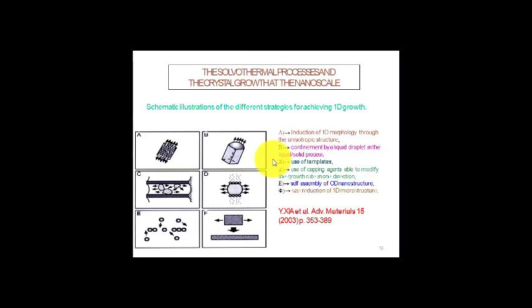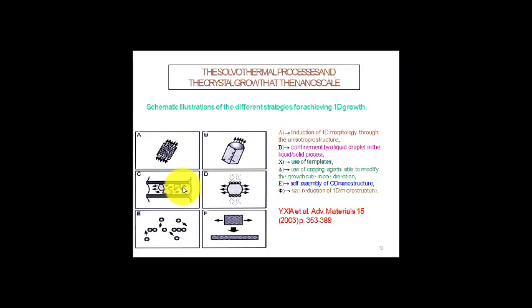These are schematic illustrations of the different strategies for achieving one-dimensional growth. For example, in figure A, we can use the anisotropic structure. In figure B, confinement by a liquid droplet in the liquid solid process. In figure C, we can use certain template and we can grow certain material on the template.